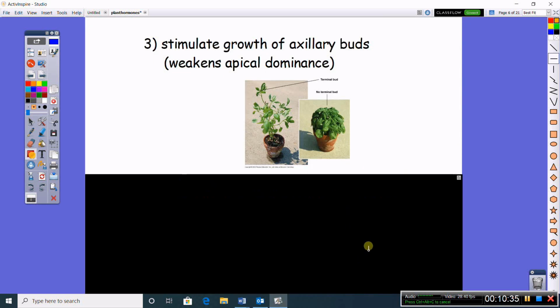We talked about how auxin inhibits axillary bud growth.